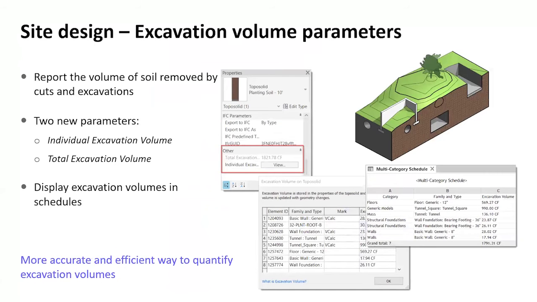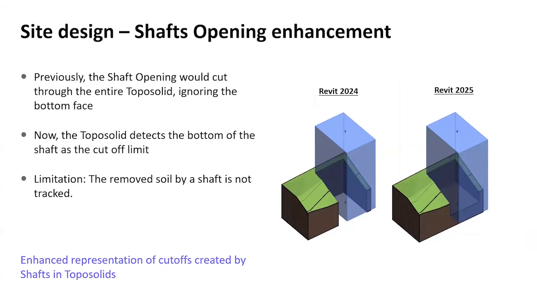When you do those excavations, you're going to get the volume of soil removed. So basically, the individual excavation volume is included and available for you. The total excavation volume shows how much soil has been taken out of the topo solid. You can create schedules for those parameters and use schedule filters to display volumes by topo solid types. So a multi-category schedule is typically what you want. So more accuracy and some flexibility. There's the topic of the shaft opening enhancements.